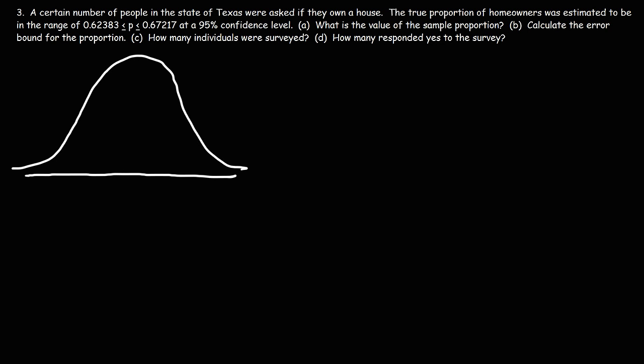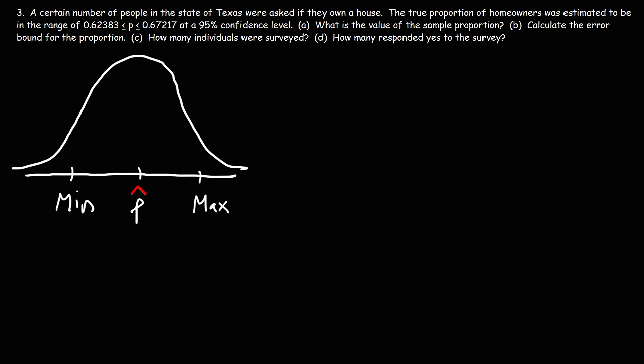So let's say we have a bell-shaped curve for a typical normal distribution. And let's say this is the minimum value of our confidence interval, and this is the maximum value. The sample proportion is going to be right in the middle between the minimum and the maximum. Now, the population proportion, there's a 95% chance that it's between the minimum and the maximum. There's a 5% chance that it's outside of that.